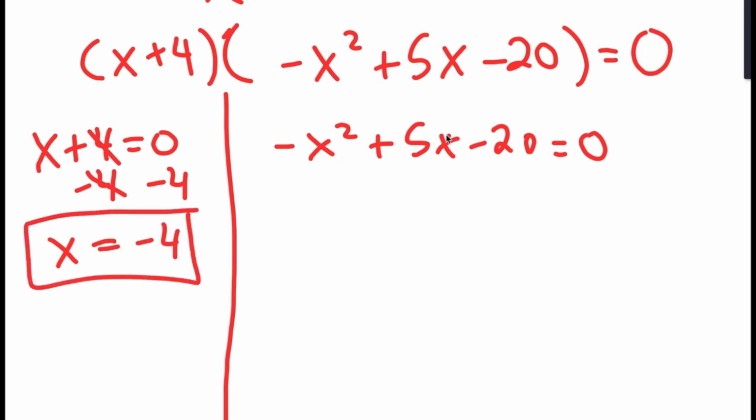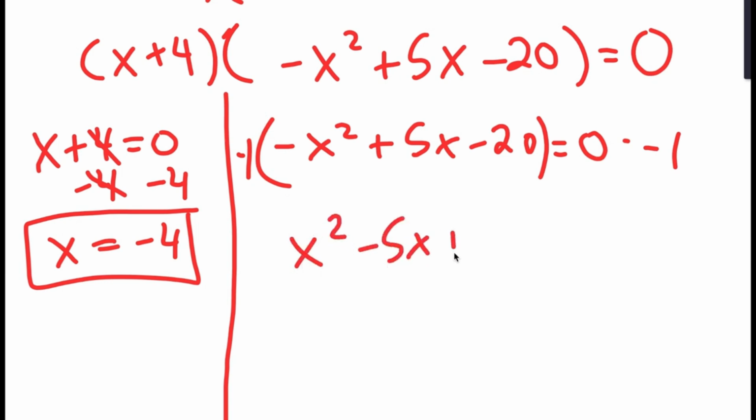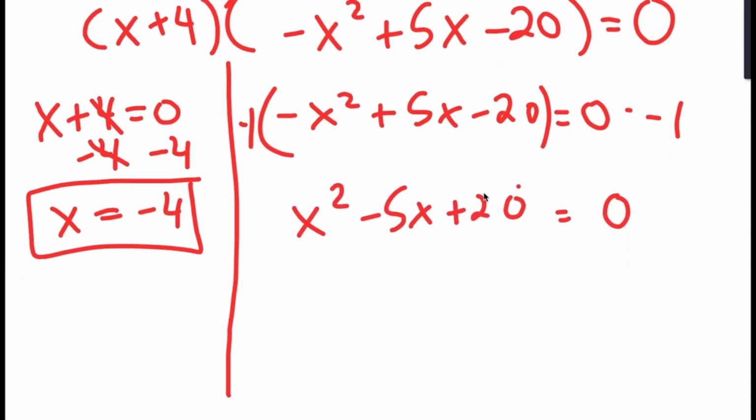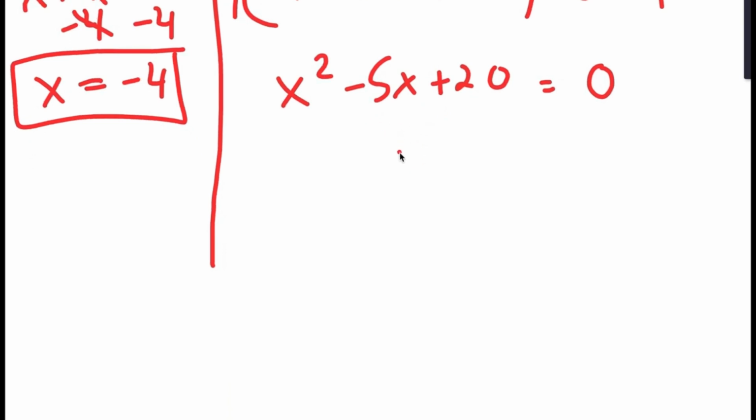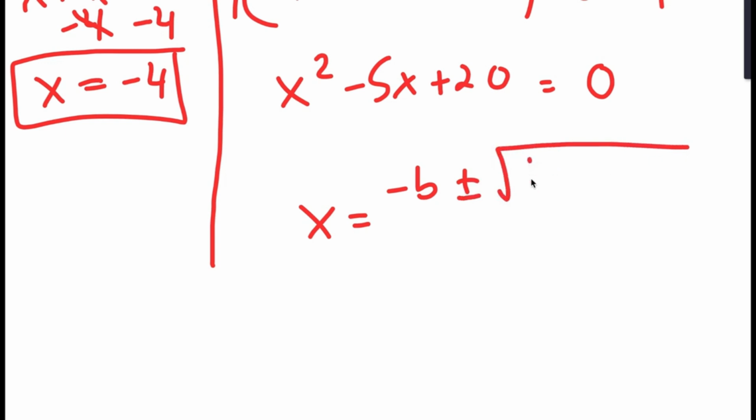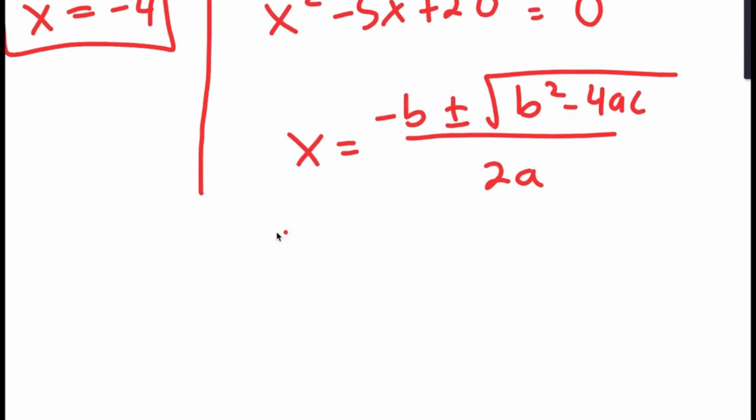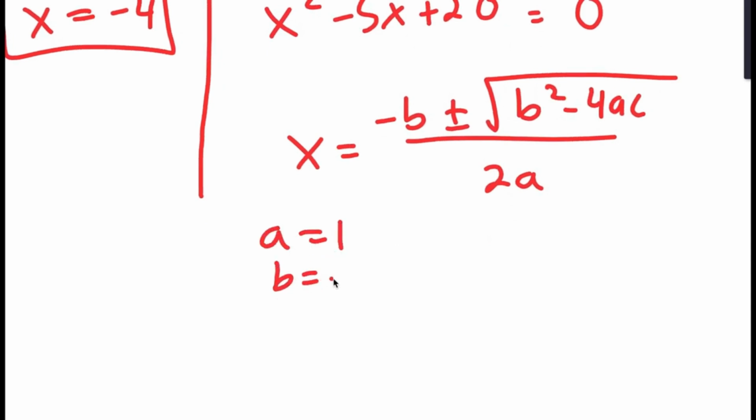Now, for negative x squared plus 5x minus 20 equals 0, first off, we have a negative sign in front of x squared, so I'm actually going to get rid of that by multiplying both sides by negative 1. So I get x squared minus 5x plus 20 is equal to 0. And now, to solve this, I'm going to use the quadratic formula, which is negative b plus or minus the square root of b squared minus 4ac all over 2a. So in this case, a is 1, b is negative 5, and c is 20.